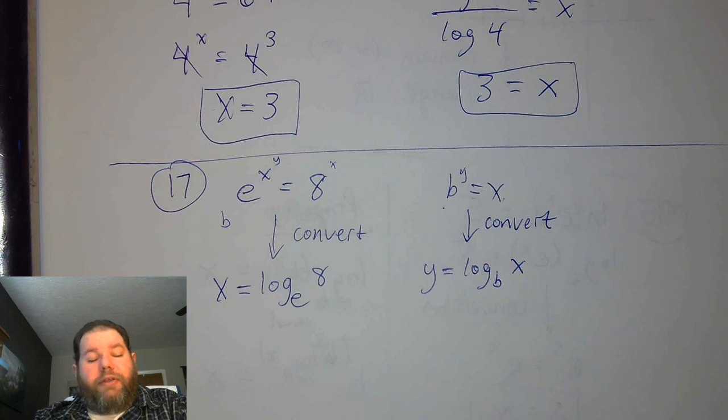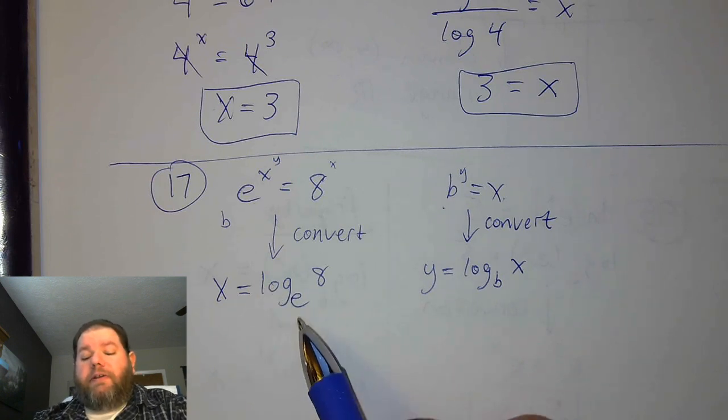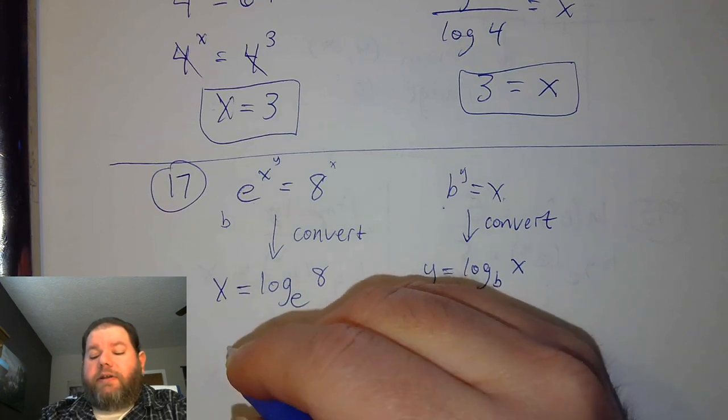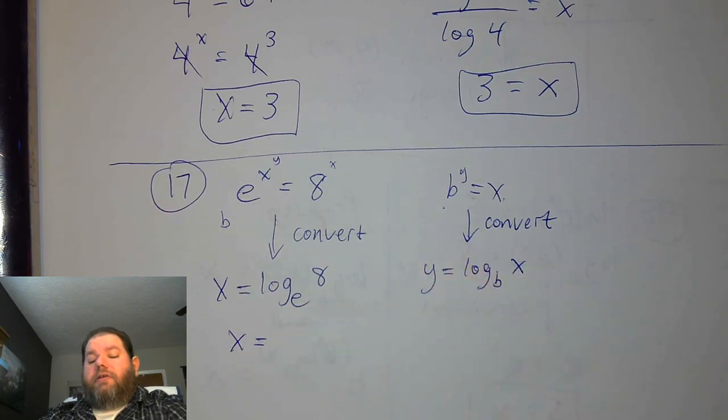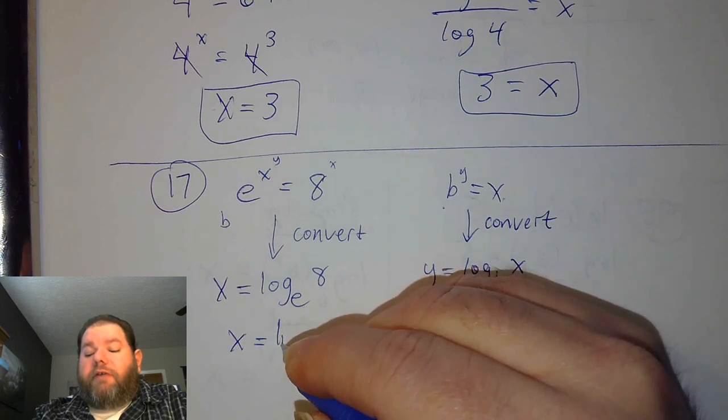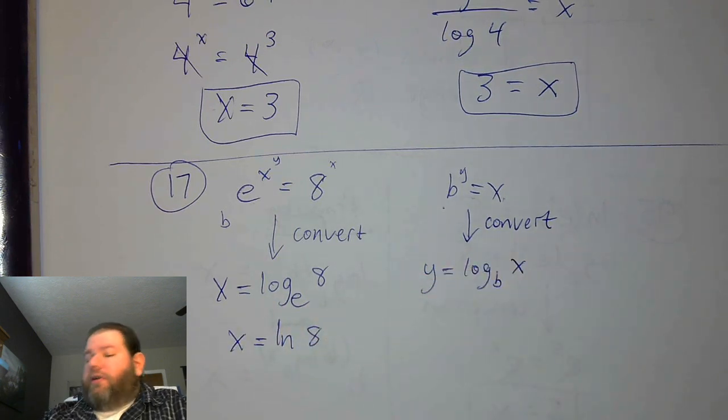Alright, now the only other thing we need to do here in problem 17, we converted it successfully, but log base e, there's an easier way of writing that. Do you remember what that is? Log base e is a specific logarithm. Natural log, yes. So we can rewrite this as natural log 8.